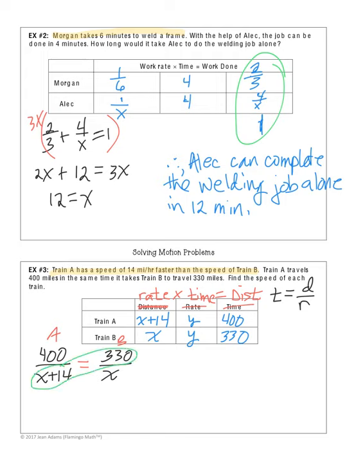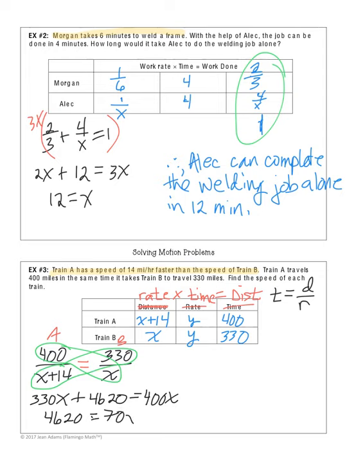So I'm going to multiply the 330 to both terms, so I get 330x plus 330 times 14, which is 4620, equals, and then I'm going to multiply these two together, and so I get 400x. So I want my x's together, so I'm going to subtract 330x from both sides. So that gives me 4620 equals 70x.